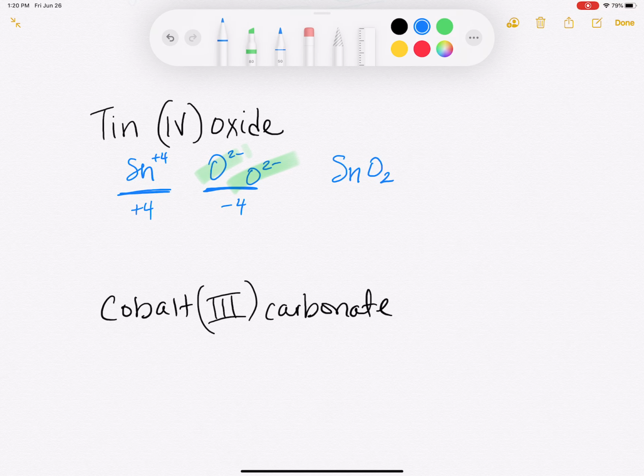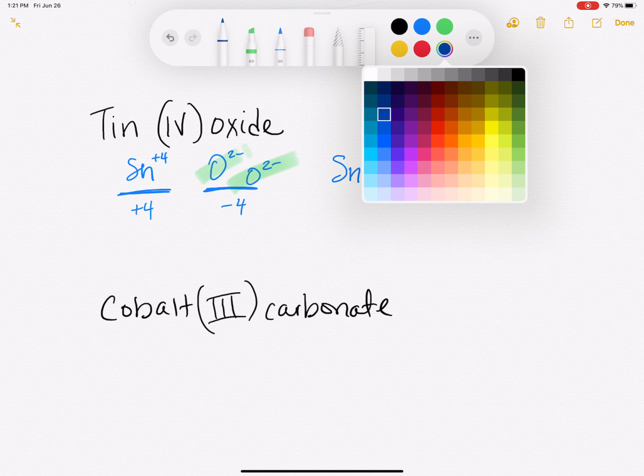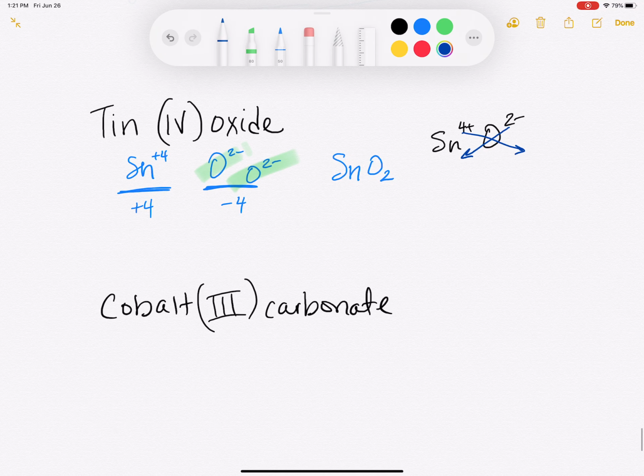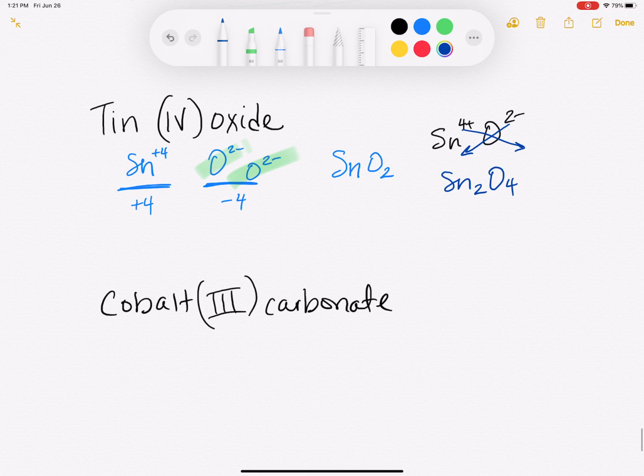And if I were to use the shortcut method, here's how it would work. I could just take tin with a 4+ and oxygen with a 2-. And what you do is you crisscross your charges. So I'm going to take the charges and crisscross them and use them now as my subscripts. So now what I get is Sn2O4. But this is the part that you want to really be careful with using the shortcut method.